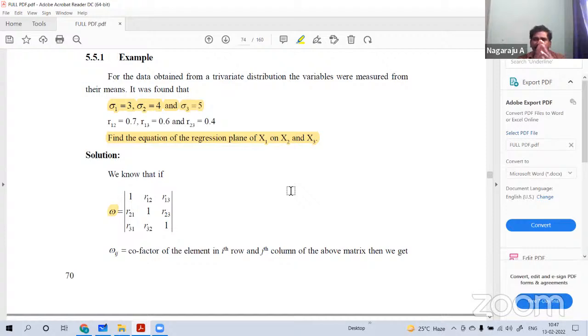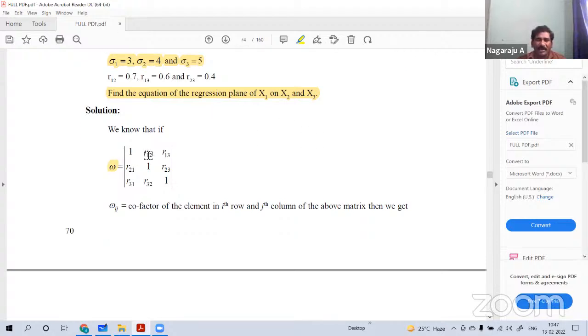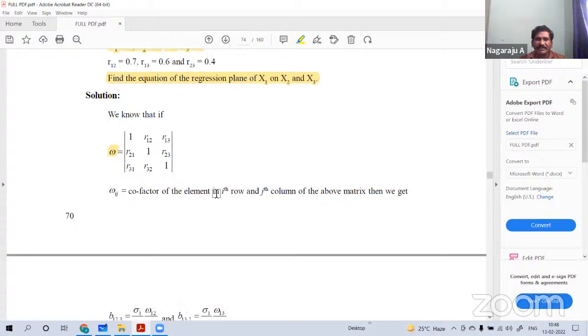If we identify directly the equation, I can write it. So now I am writing the regression coefficients. Here W equals 1, R12, R13, R21, 1, R23, R31, R32, 1. So here the coefficient of the elements is in the ith row and jth column of the above matrix.